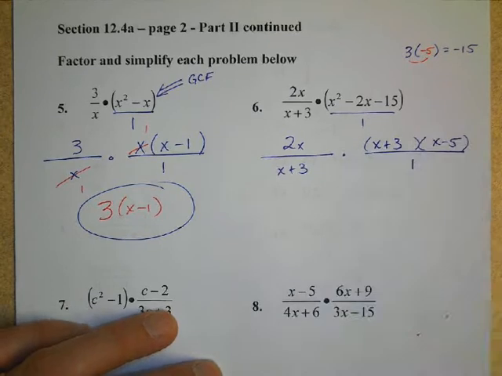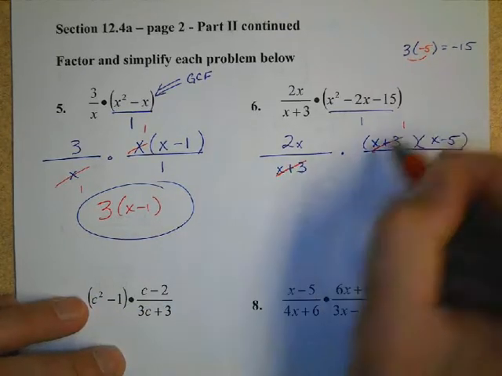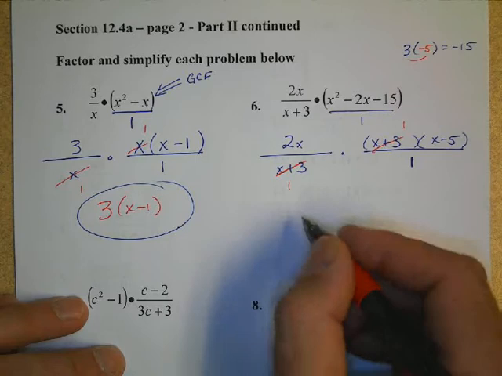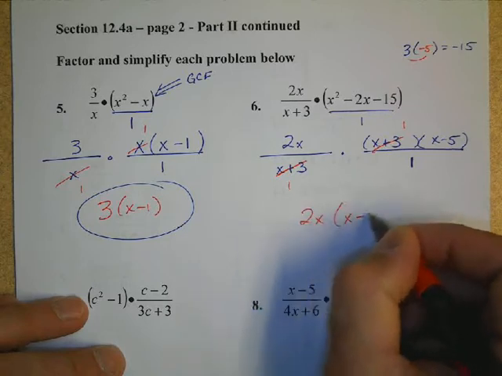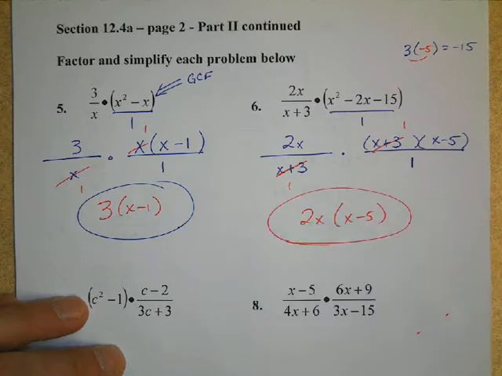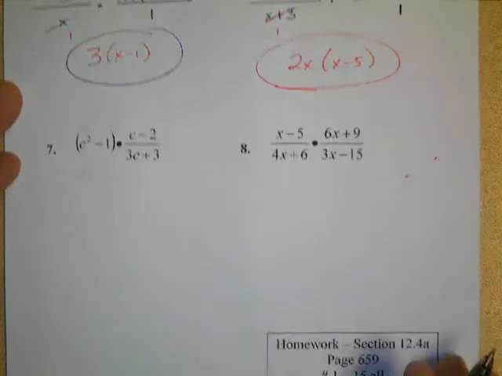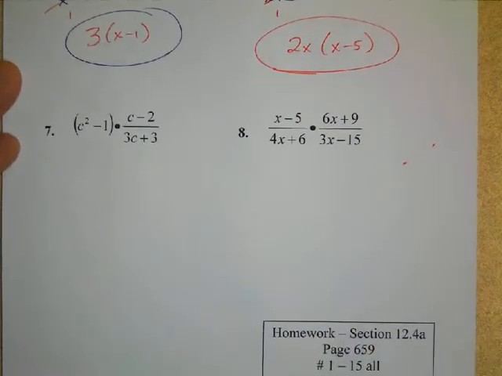That's going to be the case in many circumstances. So, our x plus 3's cancel, and we're left with 1's there, which gives us an answer of 2x times x minus 5. And that's our answer on that problem.